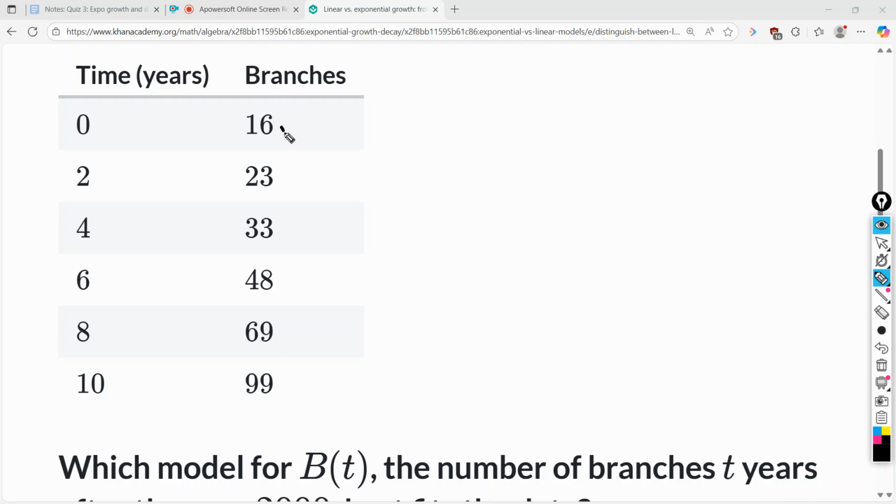If we go from 16 to 23, that's plus 7. If we go from 23 to 33, that's plus 10. 33 to 48, that's plus 15. Okay, clearly we're not adding the same number each time. It is not linear. So this is going to be exponential.